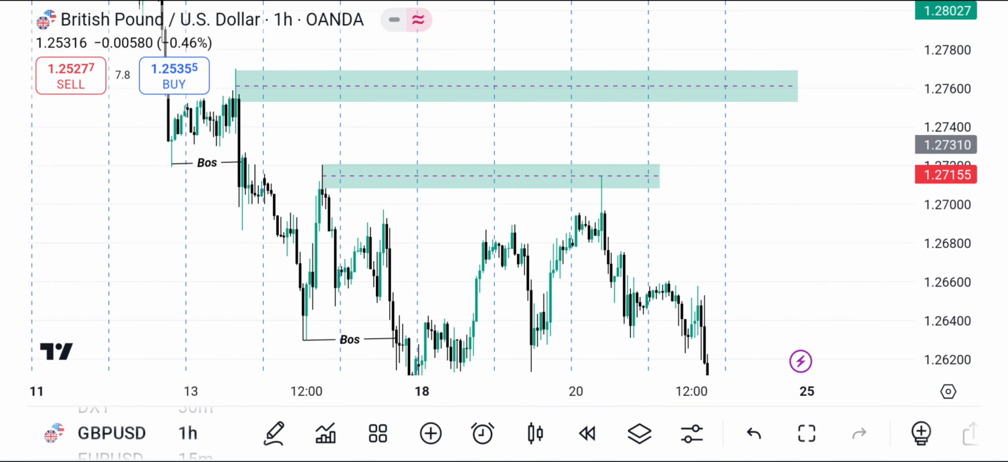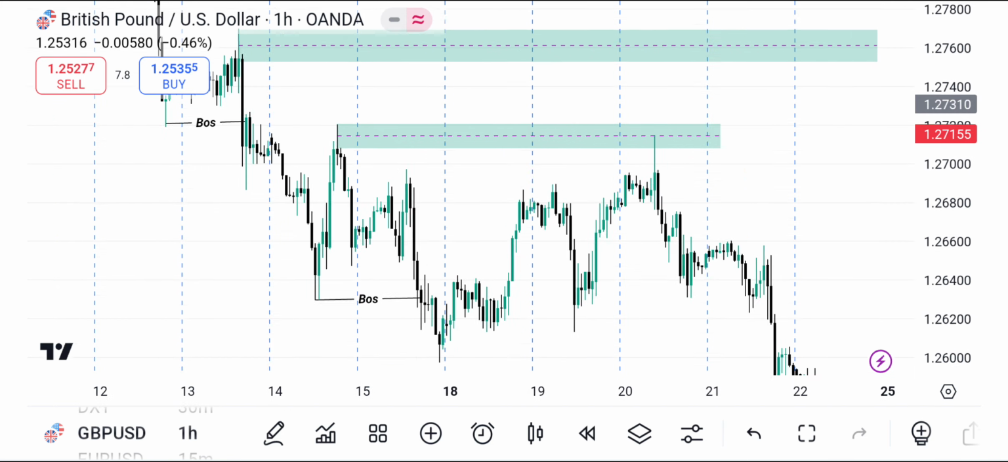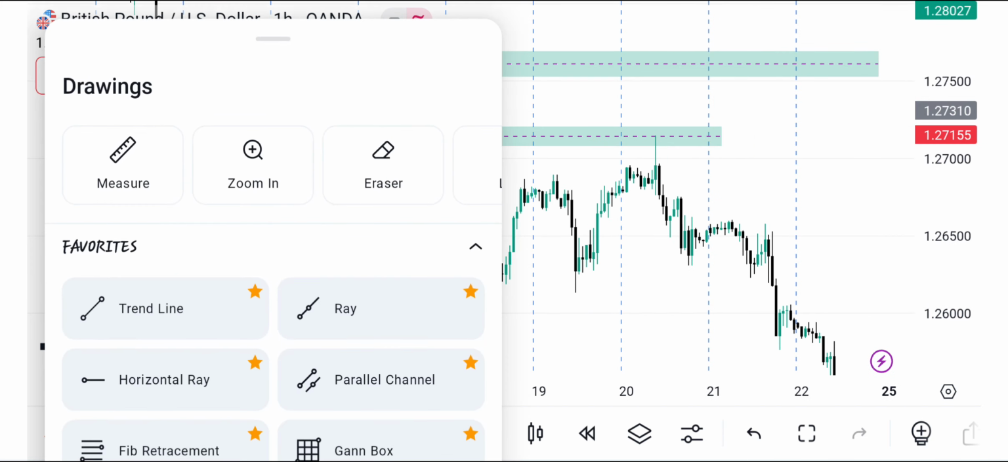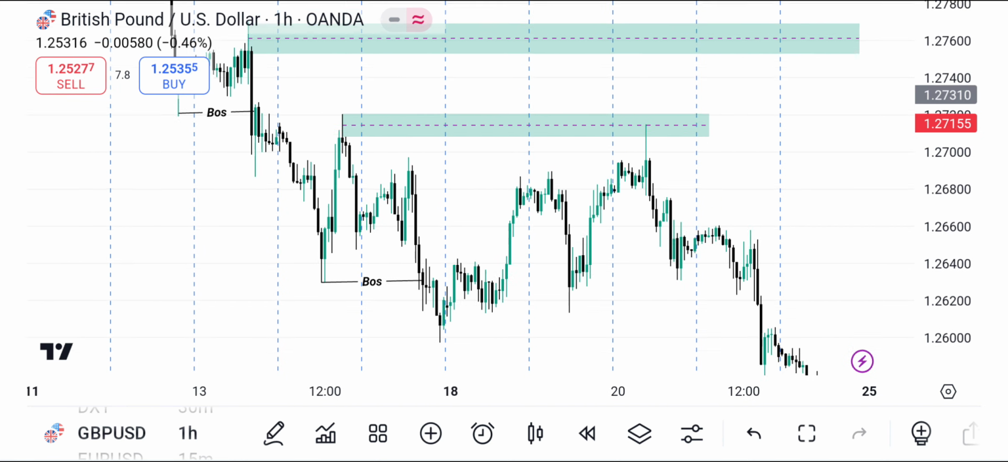If an order block has a very big rejection wick, right? You only draw the wick, okay? So this is the trade I did last 2 days.